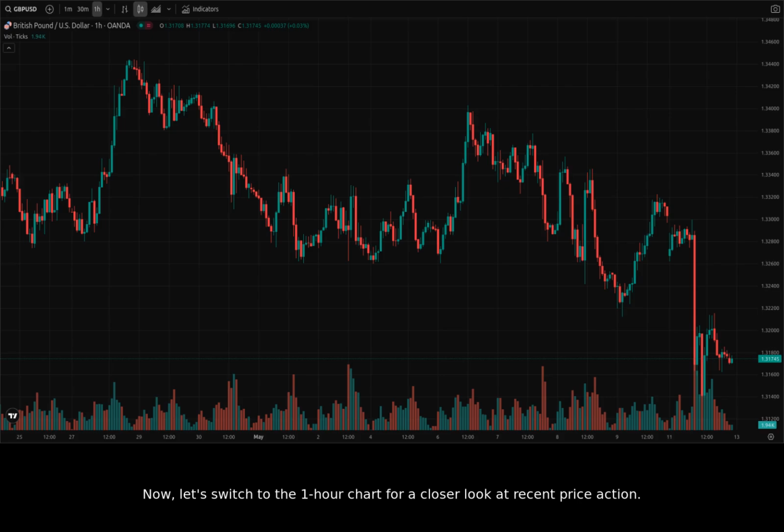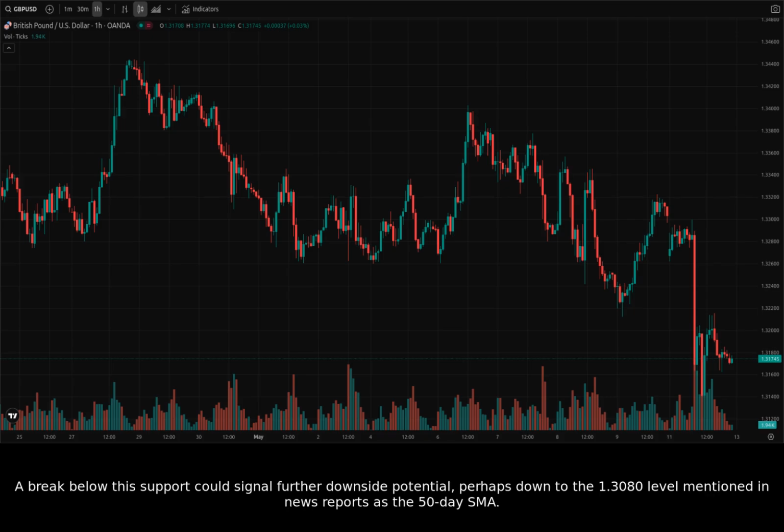Now, let's switch to the 1-hour chart for a closer look at recent price action. We can see more clearly the recent drop, and it looks to be approaching a support level. A break below the support could signal further downside potential, perhaps down to the 1.3080 level mentioned in news reports as the 50-day SMA.